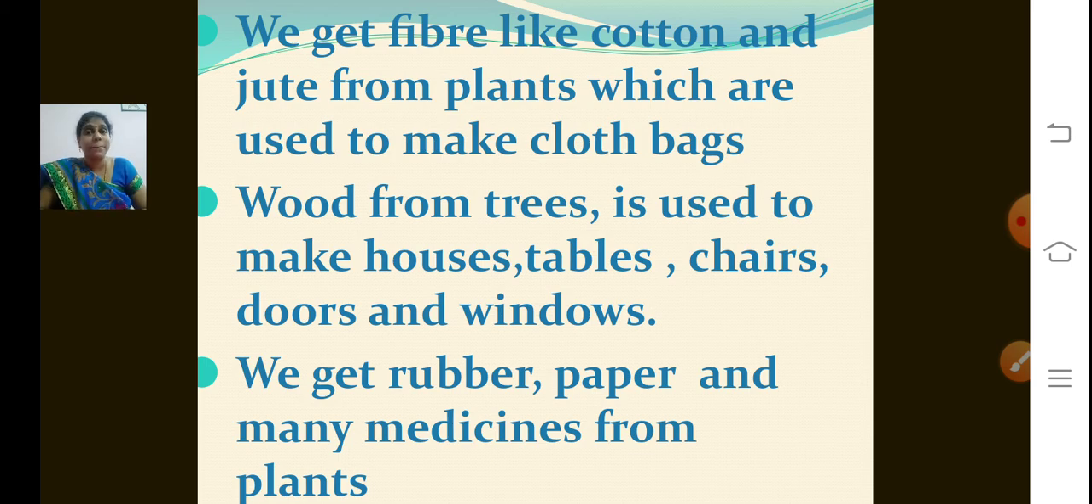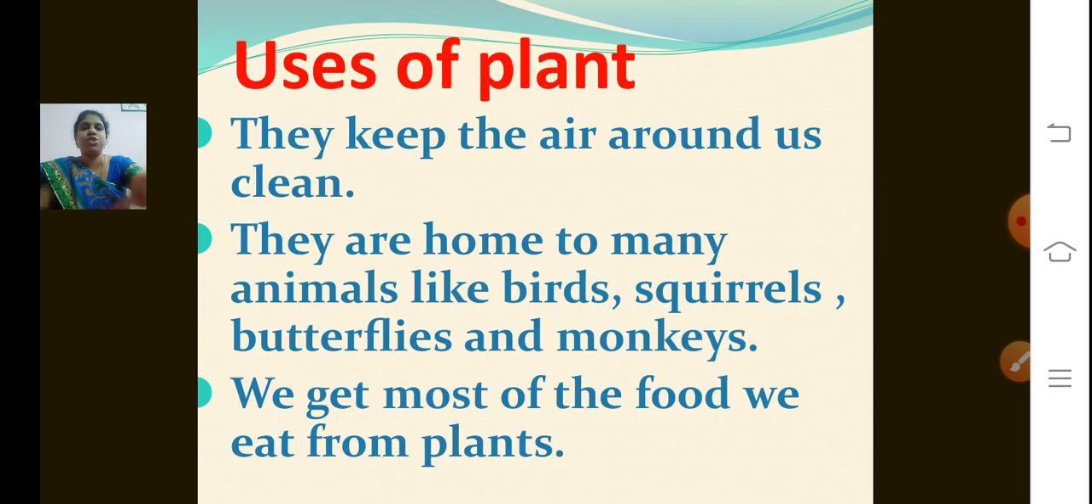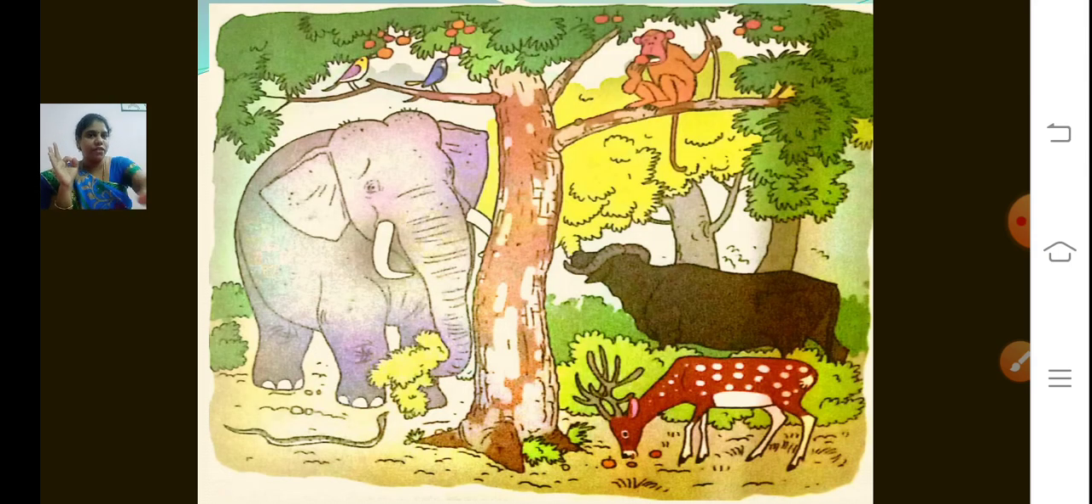Next we get rubber, paper and many medicines. We get rubber, paper. We are using writing paper, right? That is also from the plants only, from the trees only. We get rubber, paper and many medicines from the plants. So now tell me, what is the use of plants? They give fresh air and they are homes to many animals, and most of the food we eat we get from the plants only, right? Vegetables, fruits that we are getting from plants.